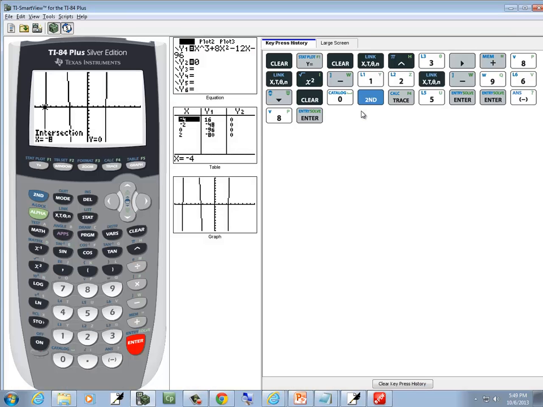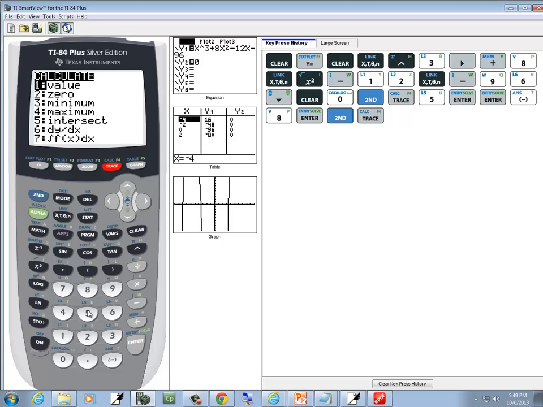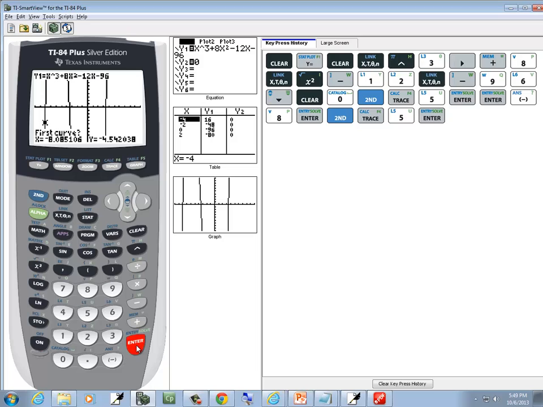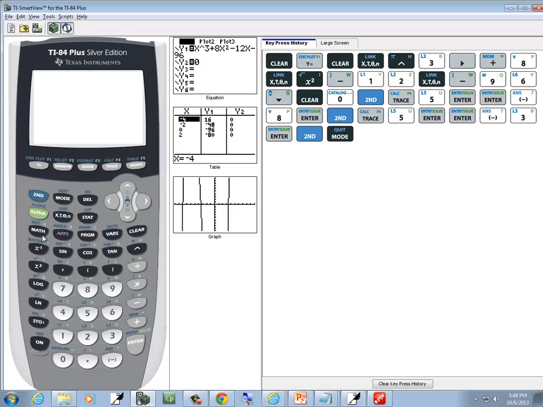Okay, our next one looks like maybe negative 3.2, negative 3.3. So we do a second trace, choose intersect, enter on first curve, enter on second curve, and I'll put in negative 3. And we get a decimal here. Now that doesn't look like it'll change to a fraction, but I could check it. Do a second mode, then math, enter. And it doesn't change to a fraction.